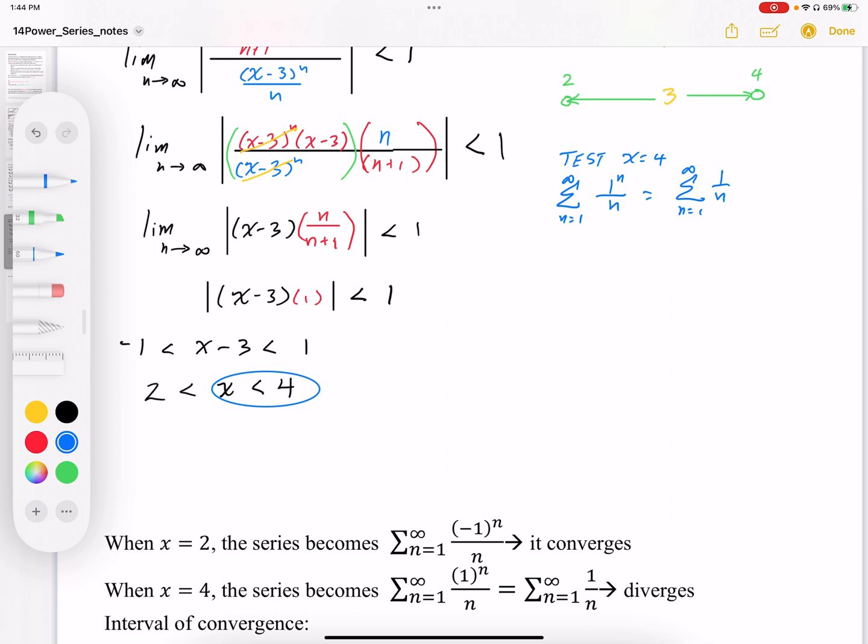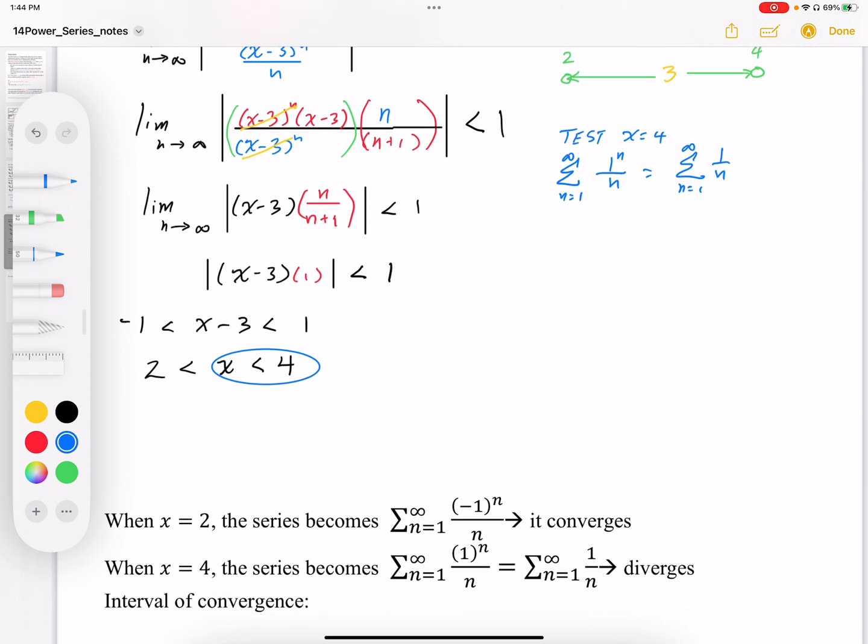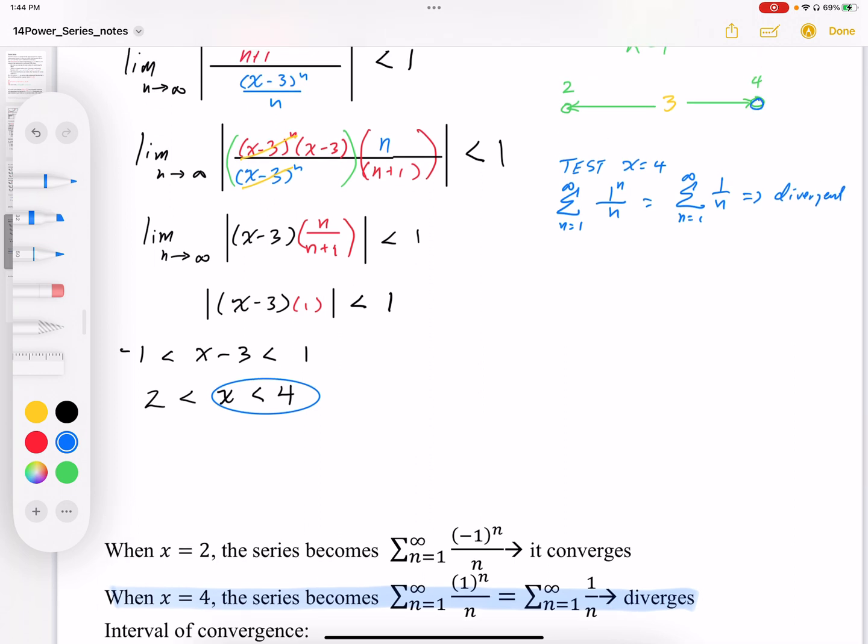When x equals 4, the series becomes this harmonic series. It's a diverging series, so this is divergent. So we keep that as an open circle in our interval notation. That's going to be an open right-hand interval. Move that down here.